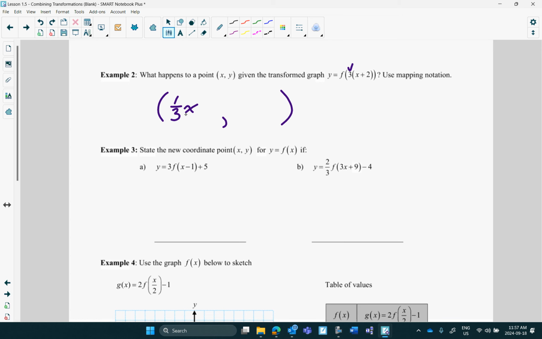All right, the +2. Subtract 2 from X, because it's inside, so it's horizontal. Because it's plus, h is -2, which means we take away 2 from every X. So that takes care of all the transformations, which means nothing is happening to Y.